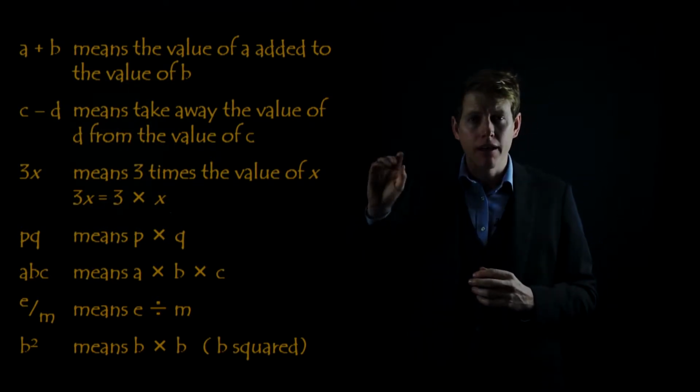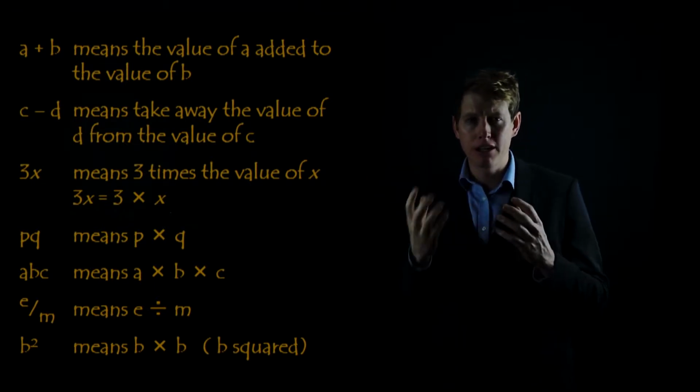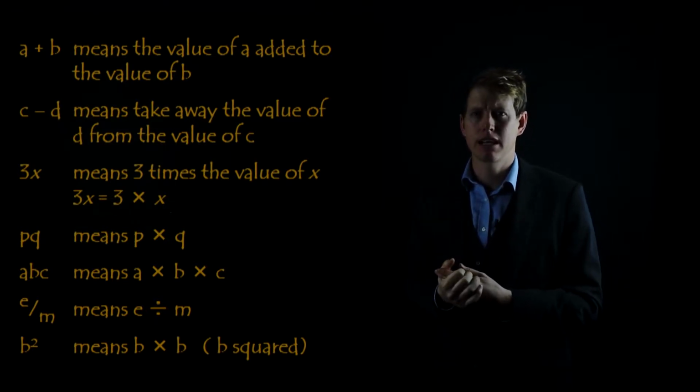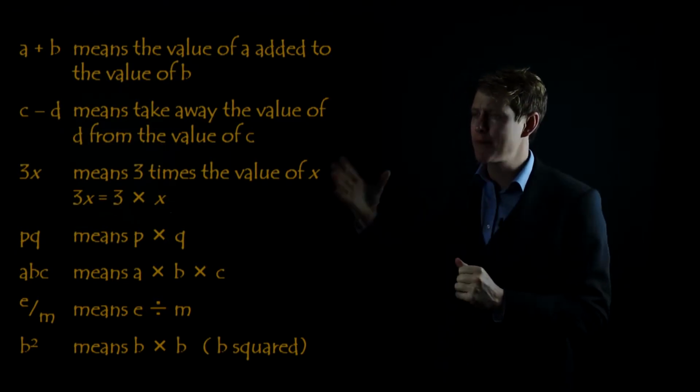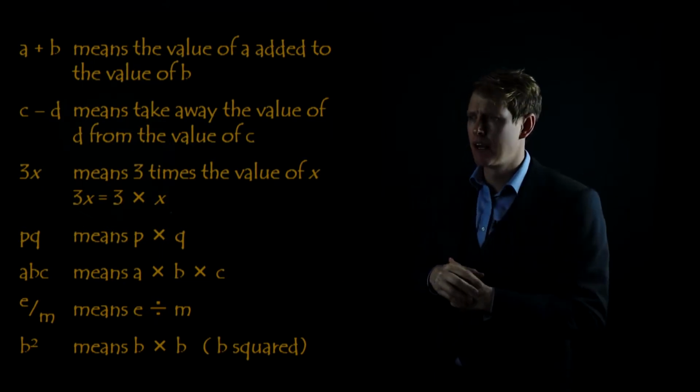PQ, remember in between that P and that Q there's an invisible multiplication sign. When we've got two letters next to each other, all we need to remember is that we're multiplying those two values together. So we're doing P times Q. ABC similarly means A multiplied by B multiplied by C.